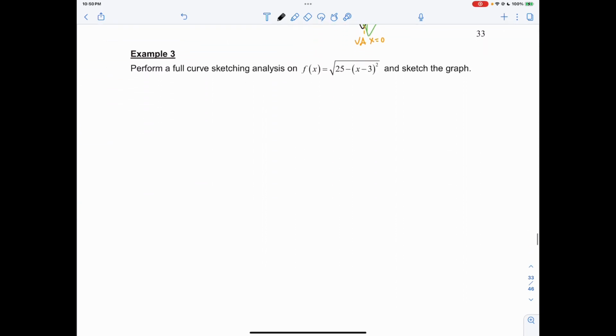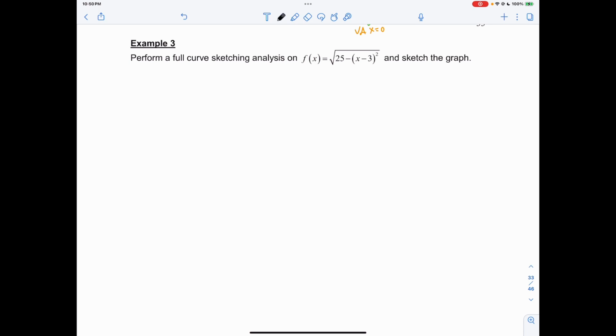All right, let's try another example here. Perform a full curve sketching analysis on f of x is equal to the square root of 25 minus (x minus 3) squared and sketch out the graph. All right, so step one, domain.